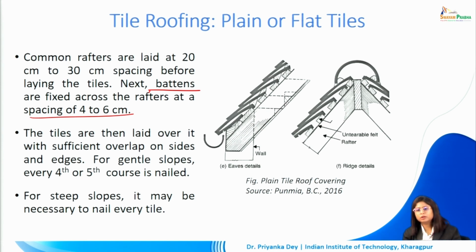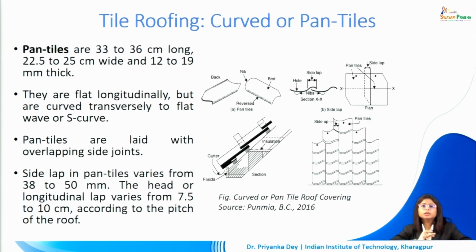Otherwise there may be the problem of the tiles slipping off or coming off from the roof if the pitch is higher. Now pan tiles, another type of tile, are 33 to 36 centimeter long and 22.5 to 25 centimeter wide and about 12 to 19 mm in thickness. Now these are flat longitudinally but are curved transversely. They have a slightly S-shaped curve or a flat wave in this type of tile.